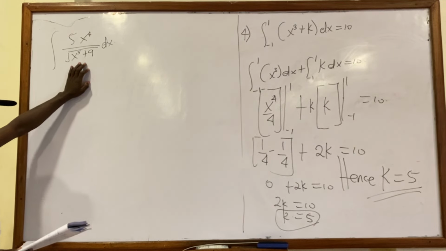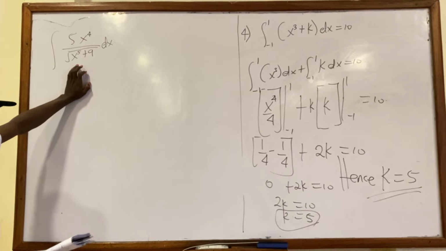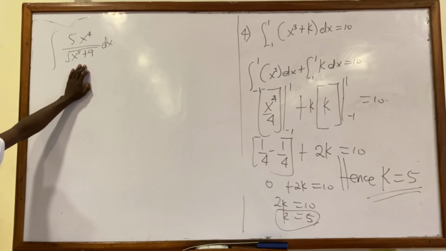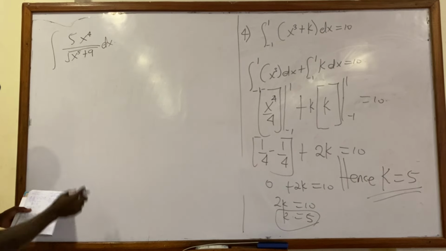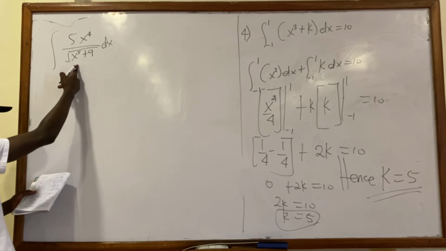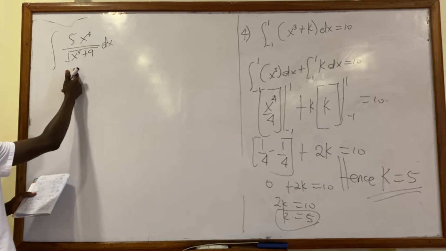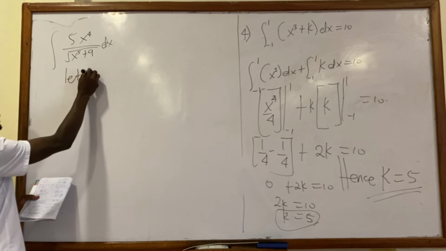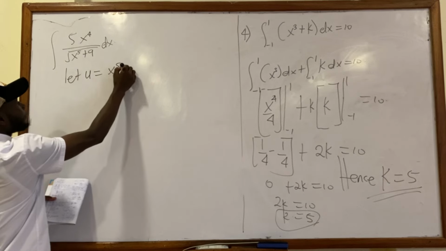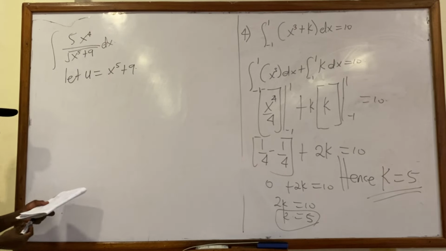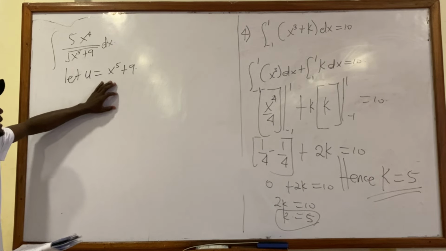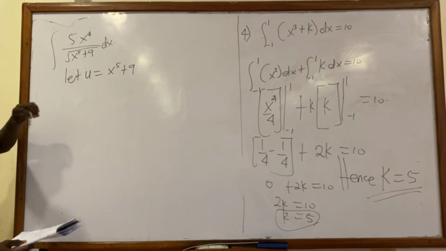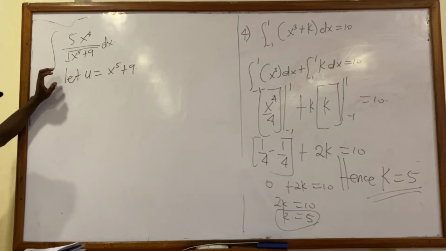All right. So for this particular integrand, we can use a substitution method. So let's see. We have to let x^5 plus 9 equal u. So let u equal x^5 plus 9. All right. So this particular problem, we can easily work it out, since we are using the substitution method.